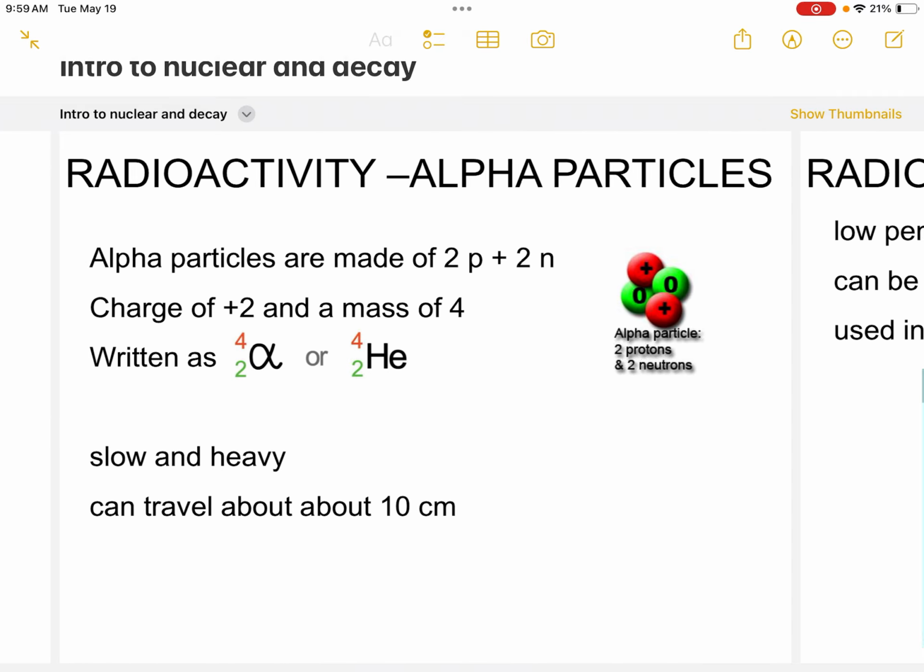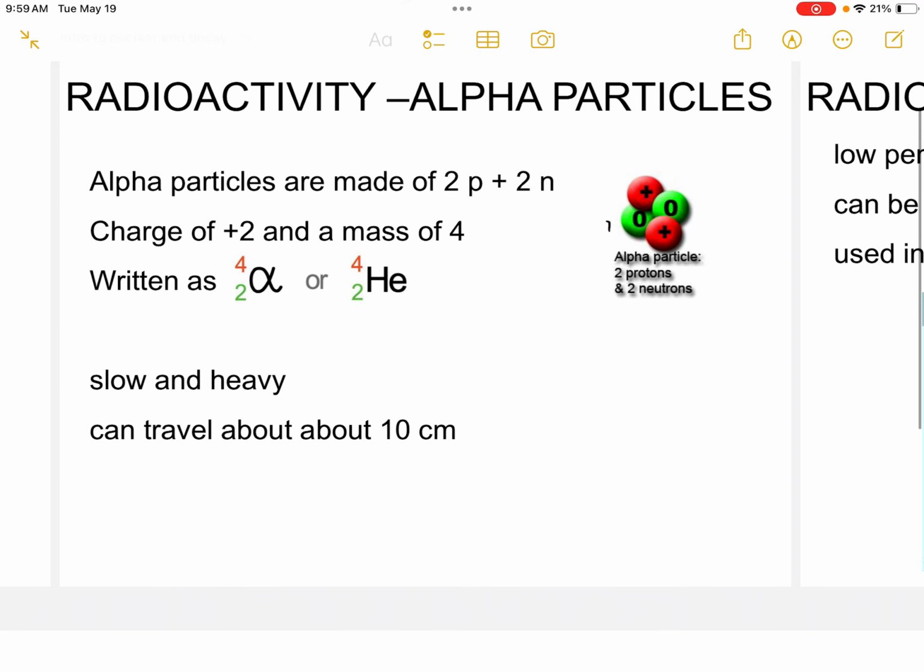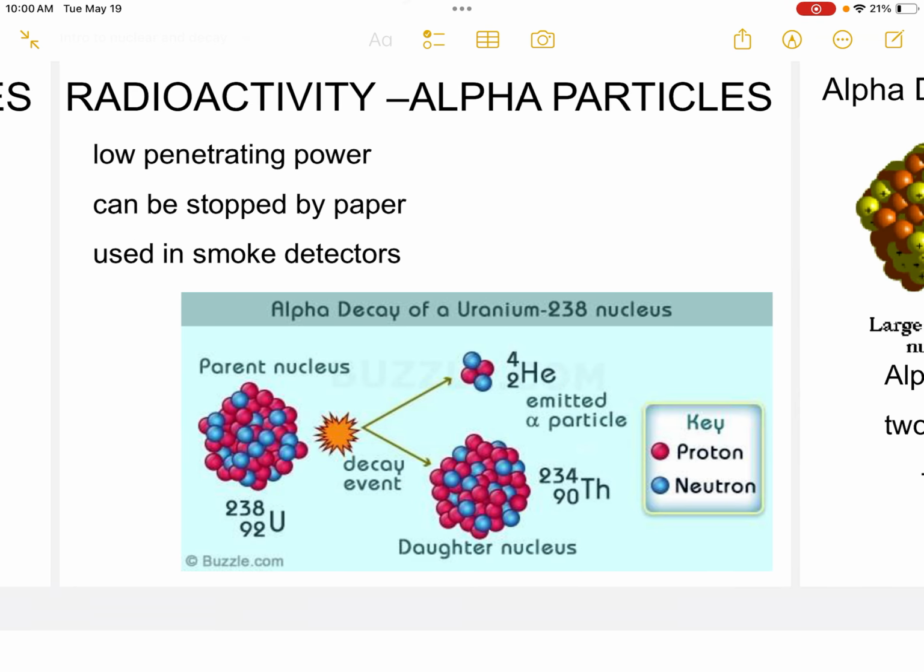Okay, so the first type of radiation we're going to learn about is alpha particles. So an alpha particle is 2 protons and 2 neutrons. It has a charge of +2 and a mass of 4. These are slow and heavy. They can travel about 10 centimeters, and that's it. They have a very low penetrating power. They can be stopped by paper, and they're used in smoke detectors.